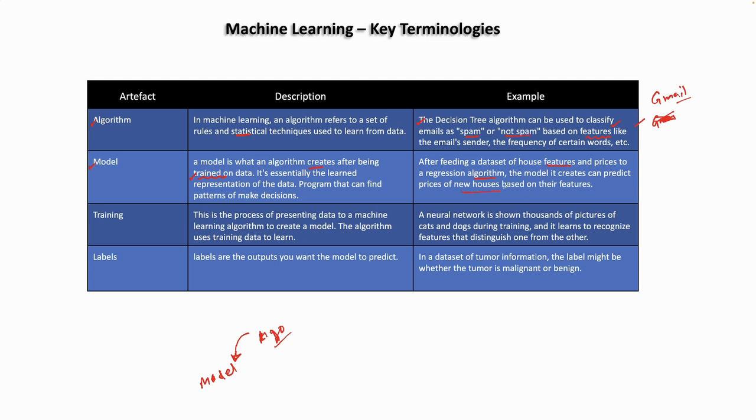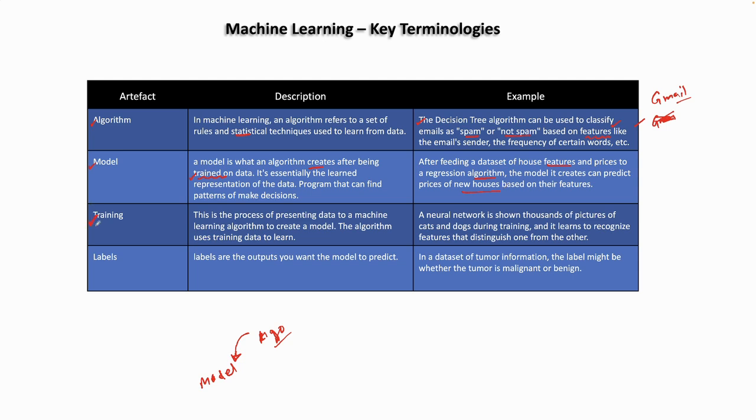So let's say I feed a lot of data, right? If the elevation of the house is this much and the features of the house are this much, what could be the price of the house, right? So if we feed that kind of data, and then I feed new data, based on my model, it can easily predict, hey, your house can fall in the range of, say, 100,000 to 200,000 or 200,000 to a million, right? So it goes like that. So a model is what an algorithm creates after being trained on the data. Please remember that. And it's a program that can help you find patterns to make decisions.